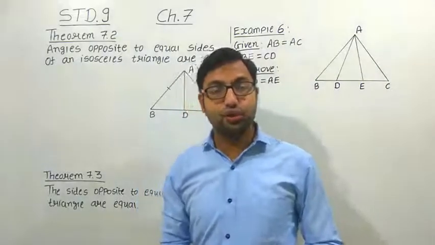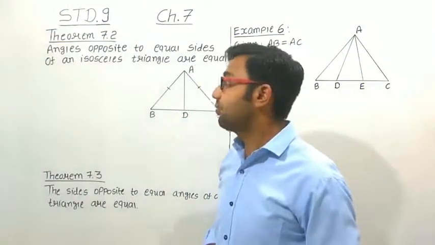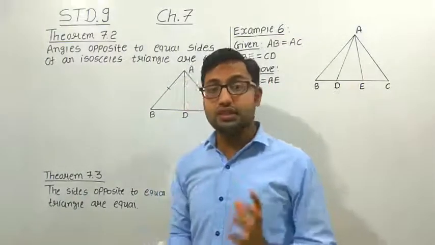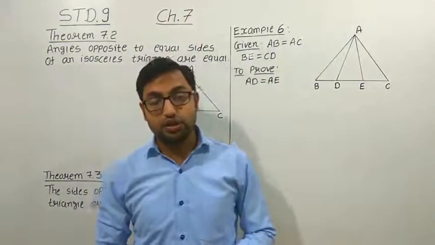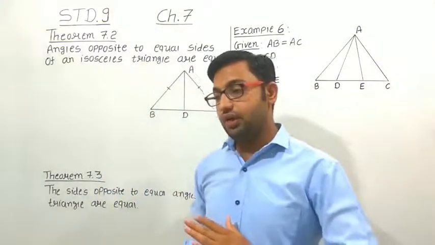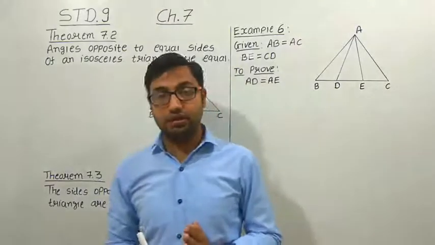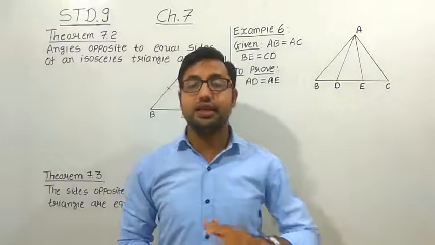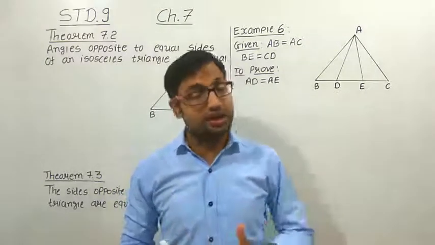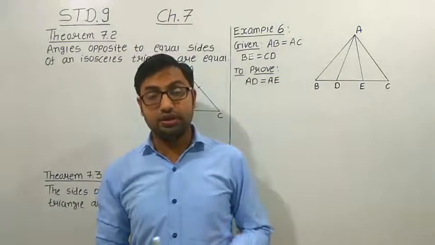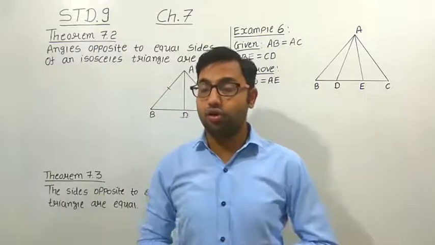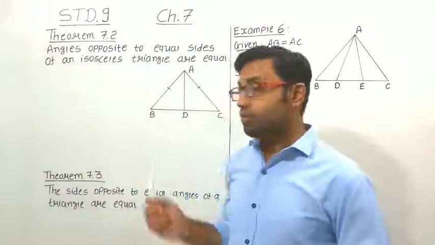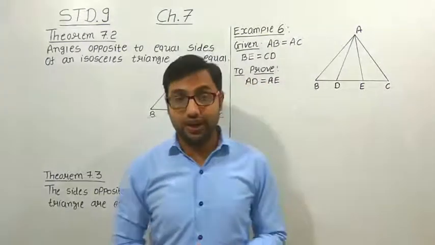Hello students, today we will study theorem number 7.2. This is the topic of standard 9, chapter number 7, Triangles. So now we are studying concepts related to only one triangle. Till now we have studied what is related to two triangles, where we were proving two triangles congruent, right? So this is about the properties of a triangle.